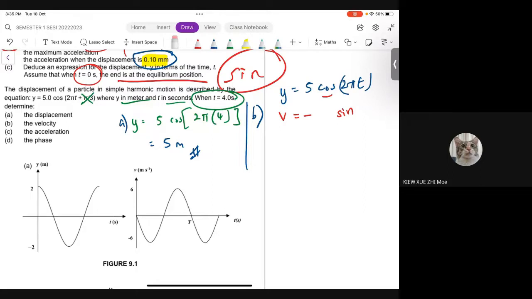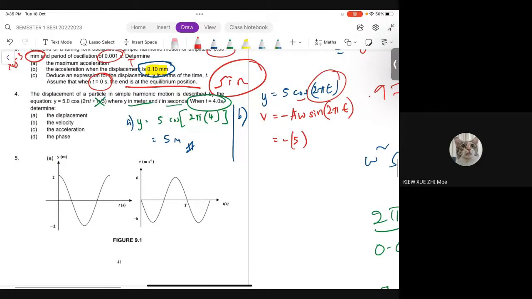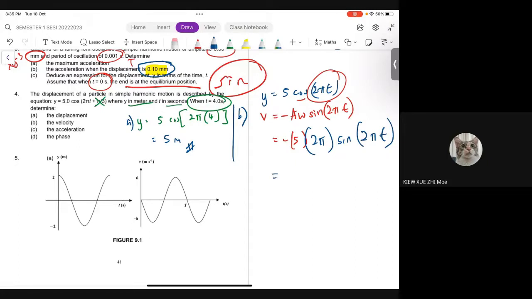Okay, so ini akan jadi out. Apa-apa pun depan ni mesti out. Okay, sin ikut je 2 pi t. Mesti sama saja. So A adalah 5. Omega adalah berapa, omega sini tadi? 2 pi. So omega A is 2 pi sin 2 pi t. So you will get negative 10 pi sin 2 pi t. Kenapa saya rasa macam saya buat benda yang menyusahkan saya?